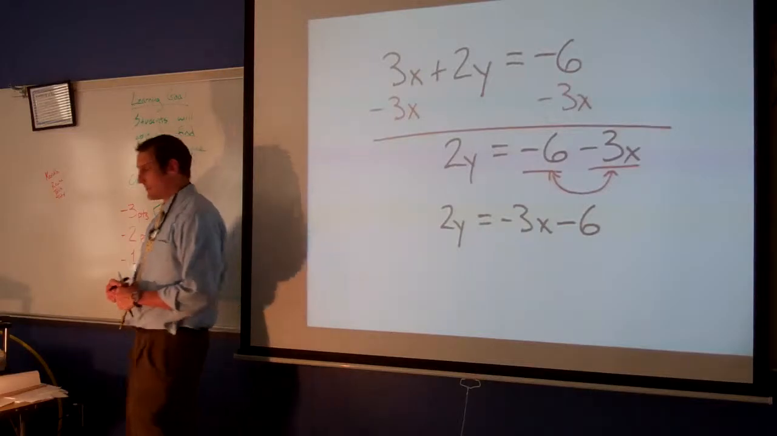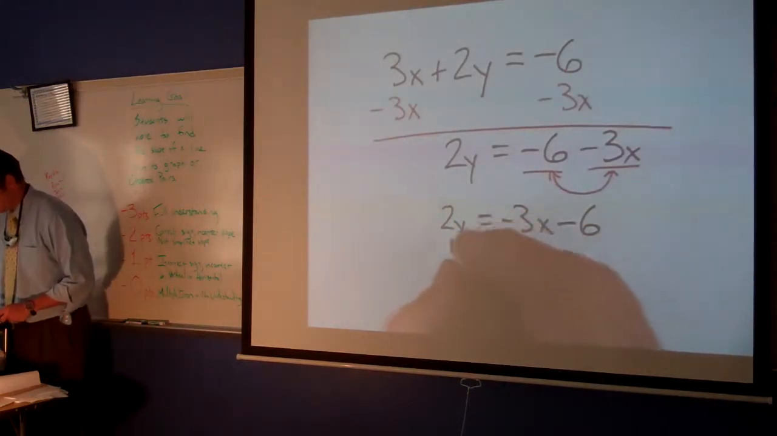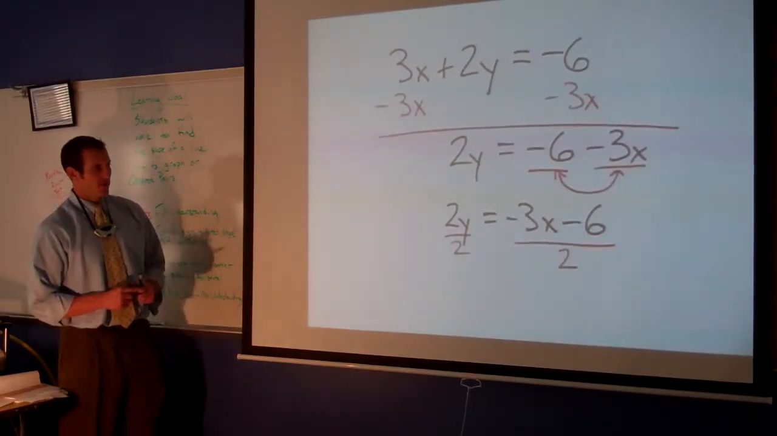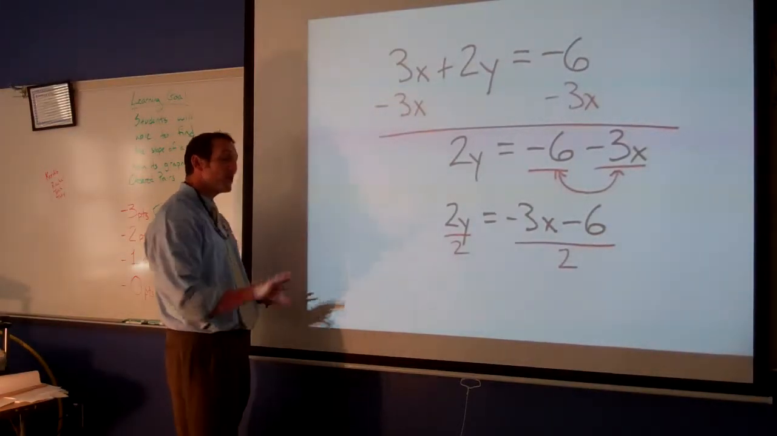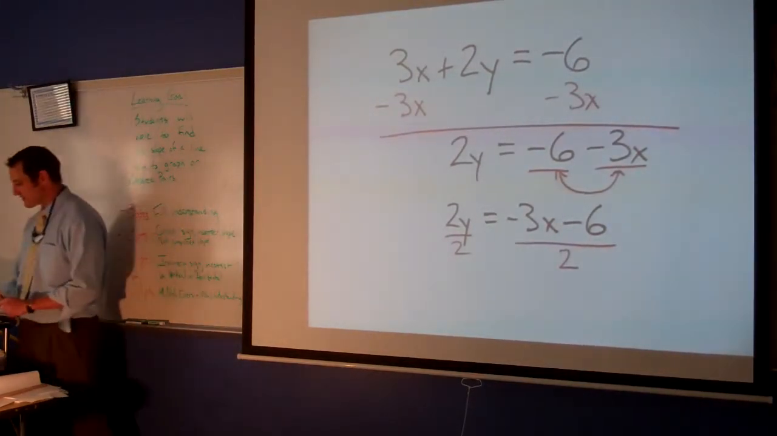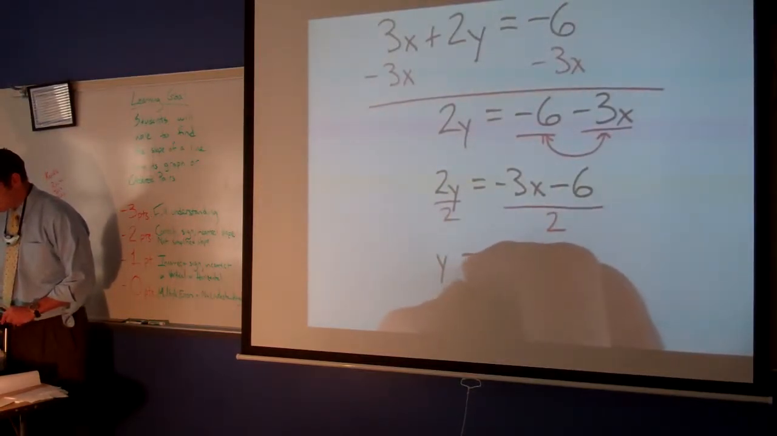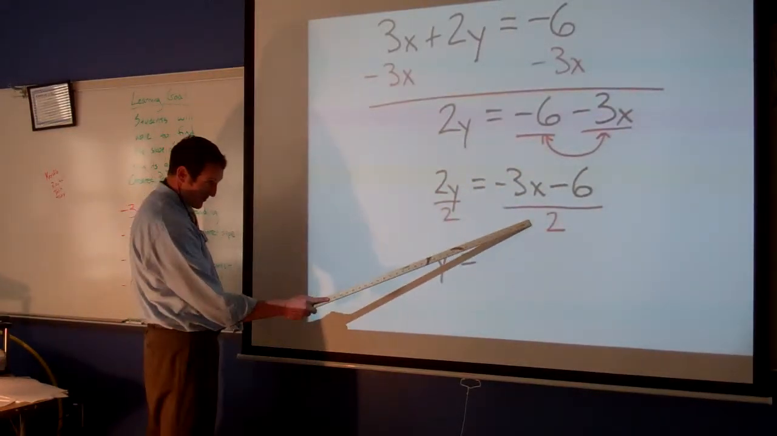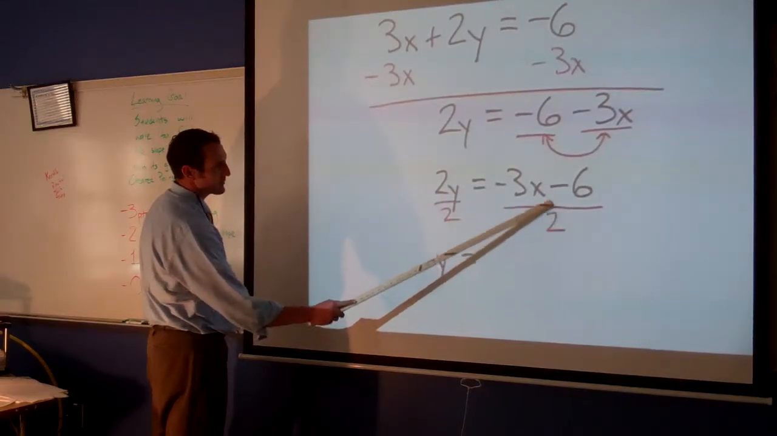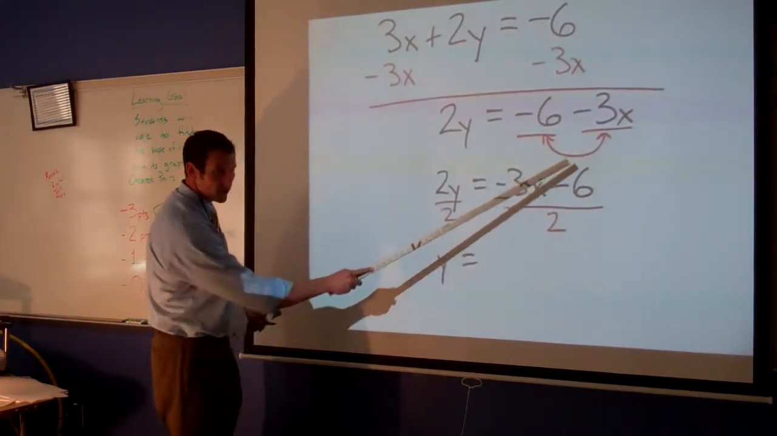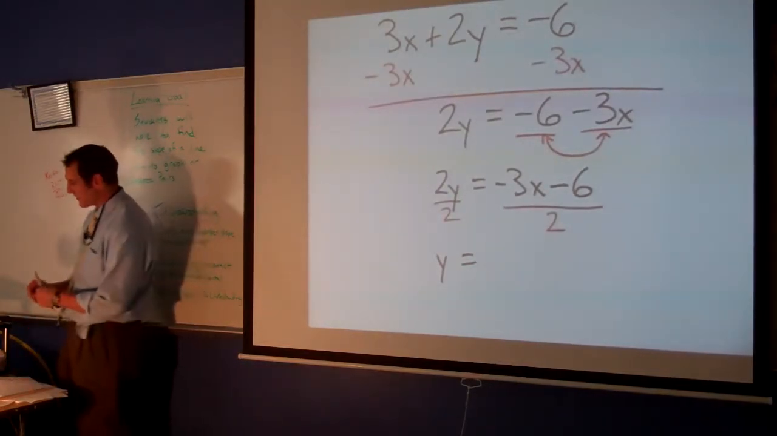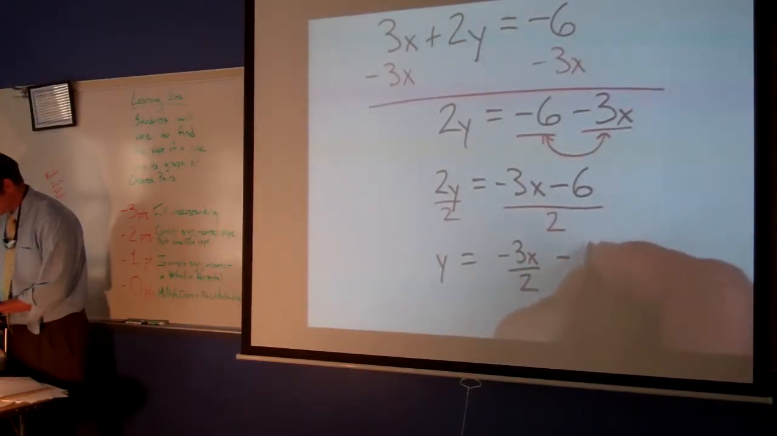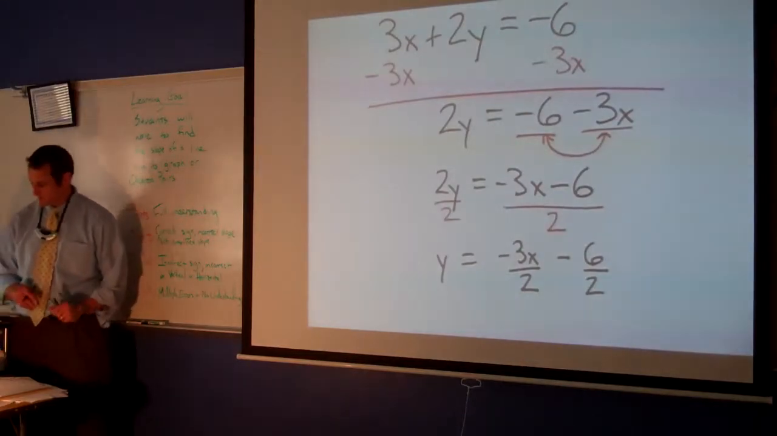Y is not yet by itself, so now we can divide both sides by 2. Now what we can do is use the other piece of prior knowledge about properties of fractions. We can separate this giant messy fraction into two separate fractions with a denominator of 2. This piece over 2, there's the minus sign, this piece over 2.